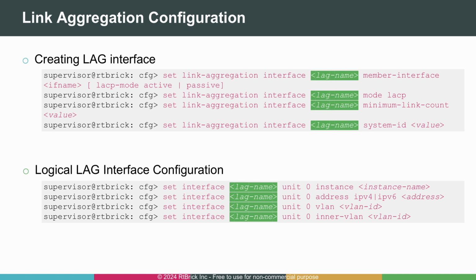Both static and LACP modes are available, with LACP being the recommended option, because it is a standardized protocol that automatically negotiates parameters between devices. Optionally, you can define how many member links must be active for the link aggregation interface to be active. The logical lag interface is then configured similarly to the interfaces discussed earlier, using the set interface lag name unit number command, with the appropriate layer 2 and layer 3 parameters.